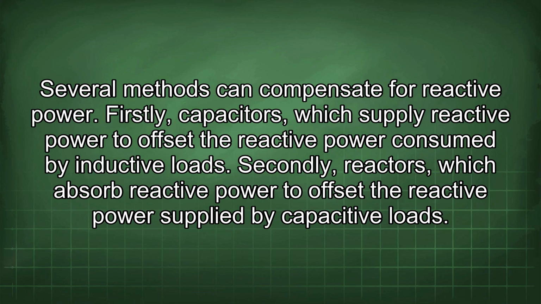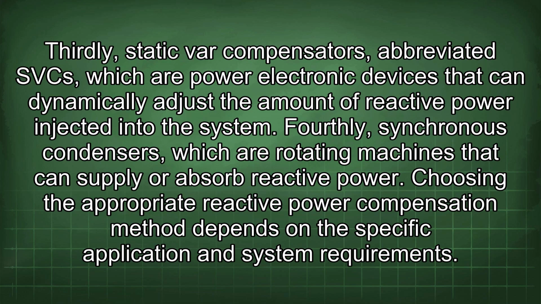Several methods can compensate for reactive power. Firstly, capacitors, which supply reactive power to offset the reactive power consumed by inductive loads. Secondly, reactors, which absorb reactive power to offset the reactive power supplied by capacitive loads. Thirdly, static var compensators, abbreviated SVC, which are power electronic devices that can dynamically adjust the amount of reactive power injected into the system. Fourthly, synchronous condensers, which are rotating machines that can supply or absorb reactive power.